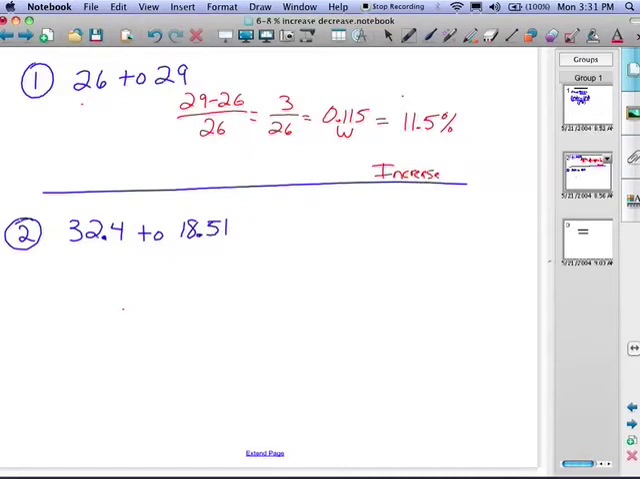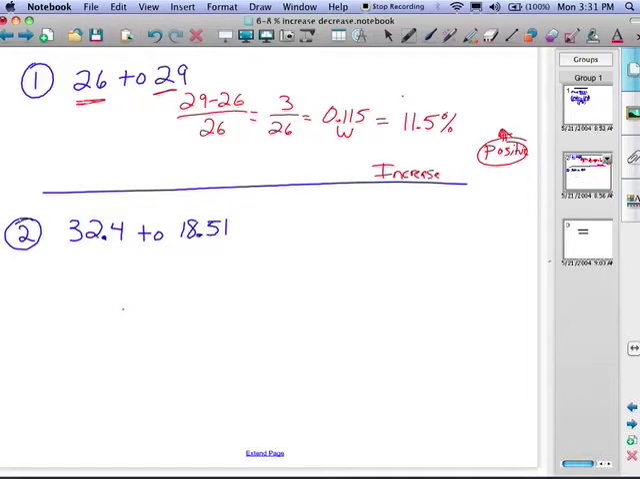And I know this for two reasons. Reason number one, my answer is positive. Gives me an increase. The other reason I know that is even before I did some math, if I'm looking to go from 26 of something up to 29 of something, I'm increasing my total. So before you do the math, you can look and decide if it's an increase or a decrease based on whether you're going from one number up or one number down.